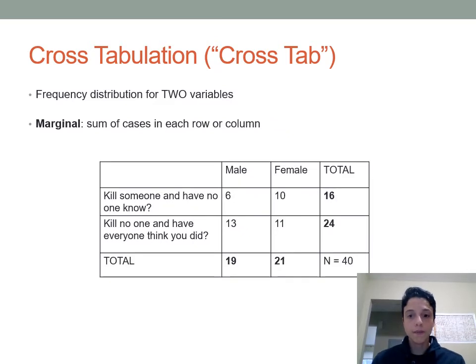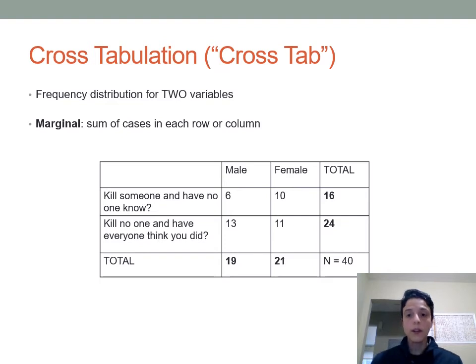Before I get into that, though, I need to talk a little bit more about this crosstab and its different parts. So on a crosstab, you have your main cells, which are the ones with the observations in them that we just went through. So one cell has 6 observations in it, one cell has 10 observations, one cell has 13 observations, and one cell has 11 observations. So those are your cells and your observations.